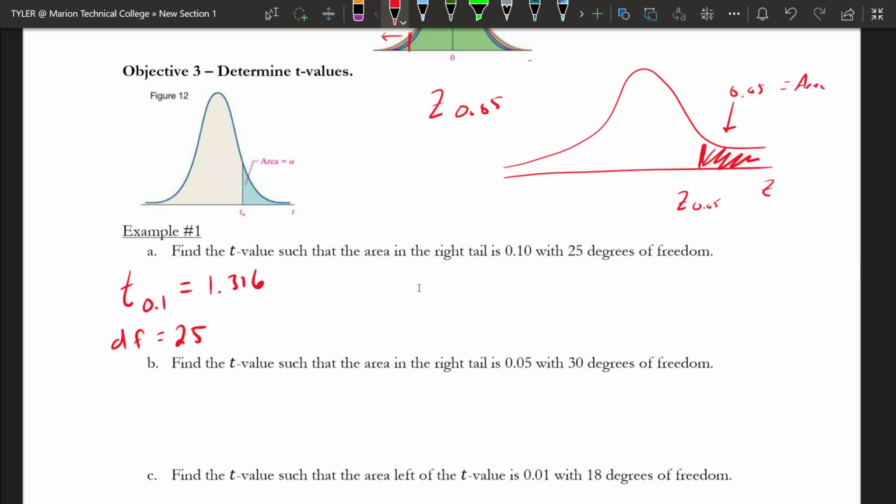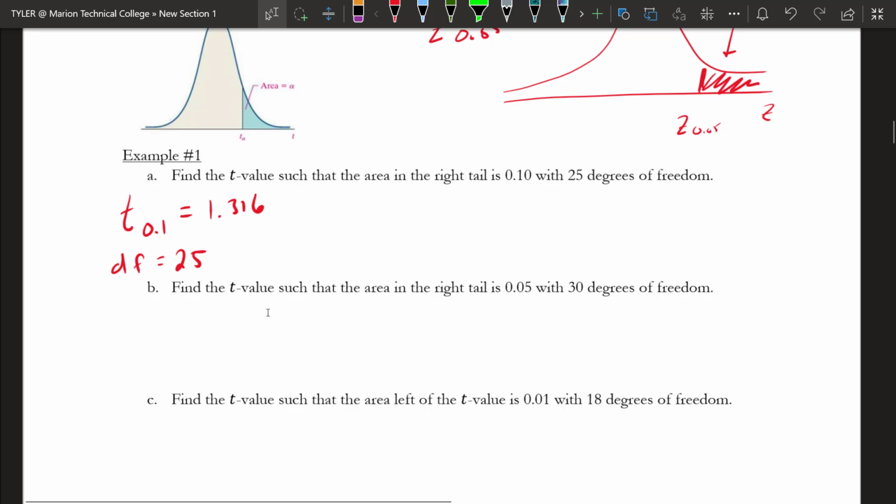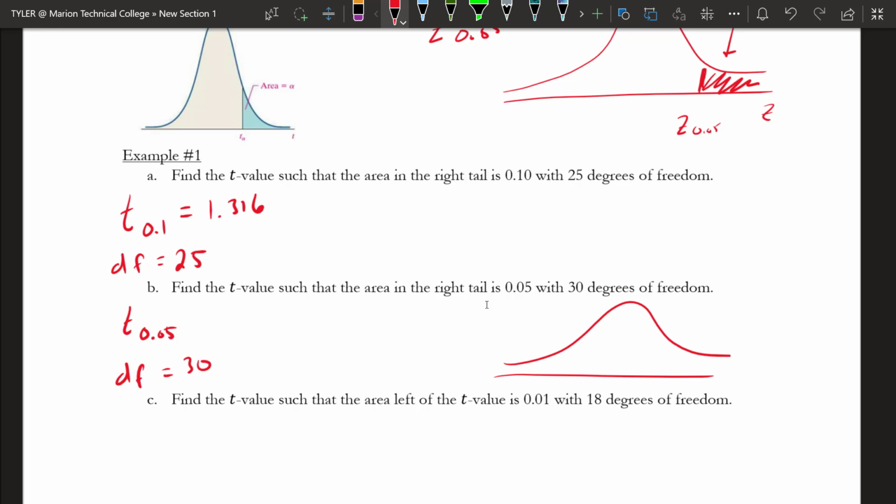Right? So in part B, we're doing something similar, except we want the right tail to have an area of 0.05 with 30 degrees of freedom, right? So we're finding t sub 0.05 with degrees of freedom equal to 30, right? And of course, if it helps you to draw a picture, please do so, right? So trying to find this cutoff where this area is equal to 0.05, and we can show that notationally with a t sub 0.05, right?